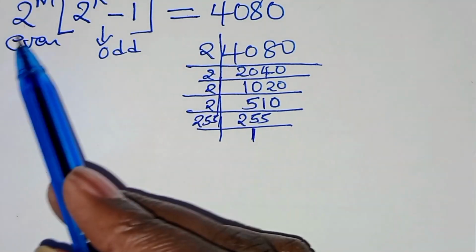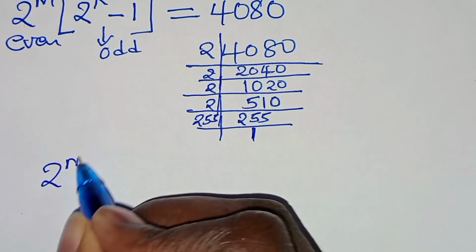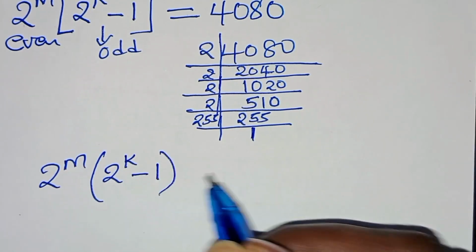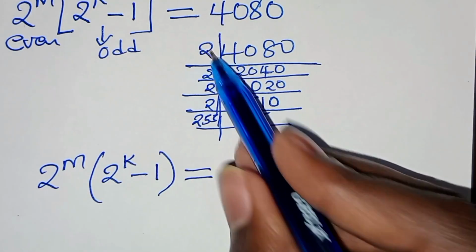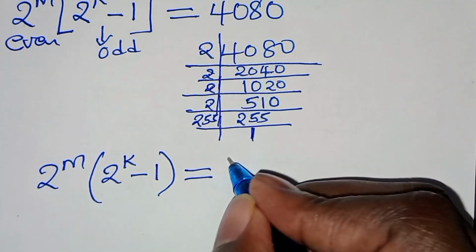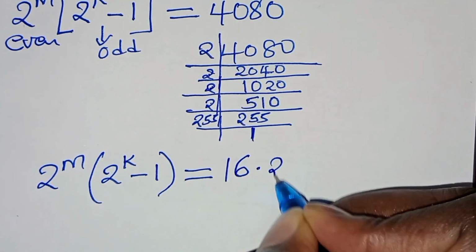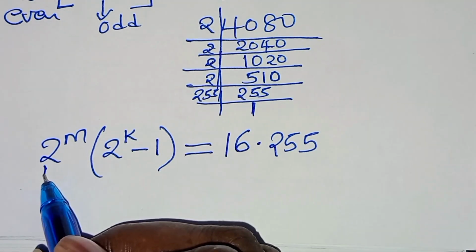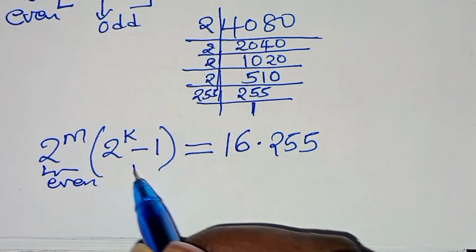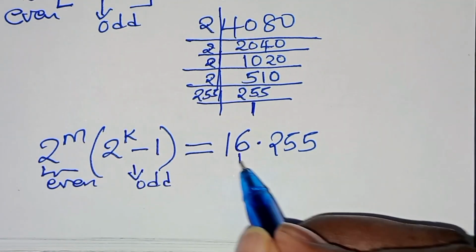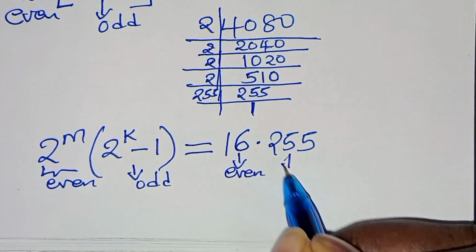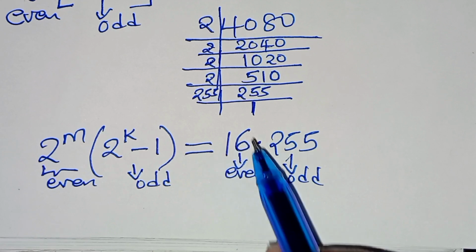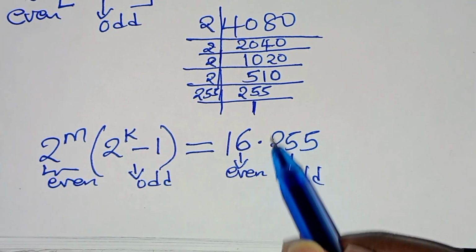So we can write this equation as 2 to the power of m times the parentheses 2 to the power of k minus 1, equal to 2 times 2 times 2, this is 8, times 2, this is 16, times 255. Again, if you compare here, this part is even, this part is odd. This part is even, and this part is odd. So 2 to the power m is equal to 16, and 2 to the power k minus 1 is equal to 255.